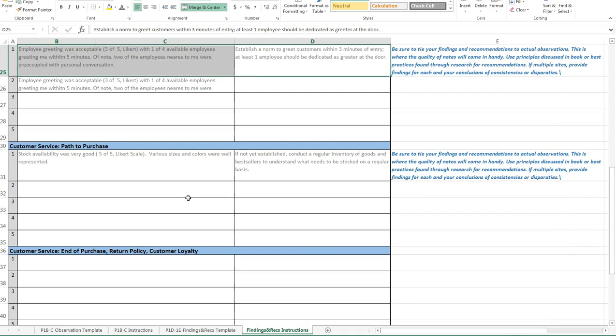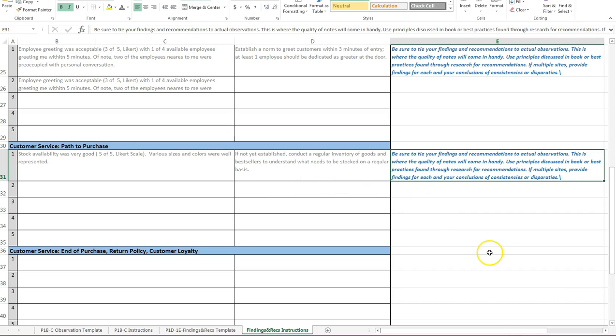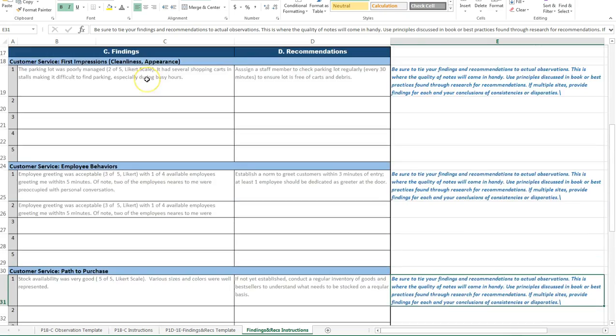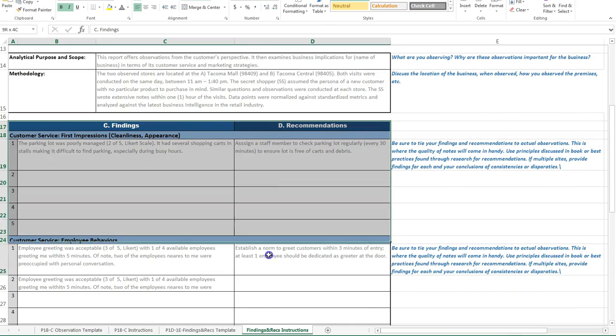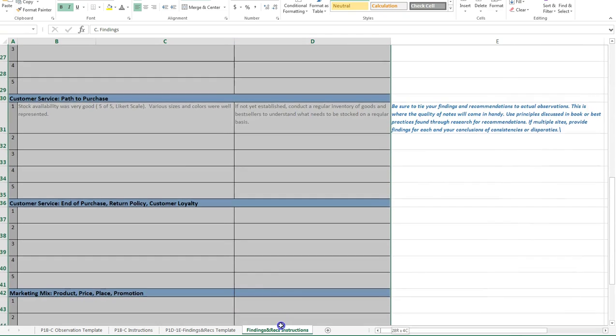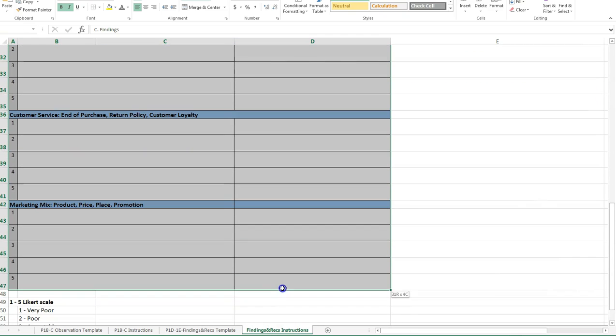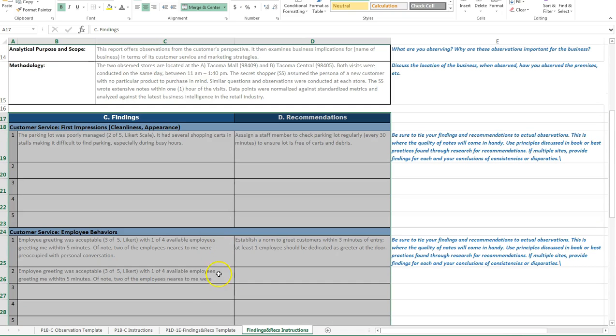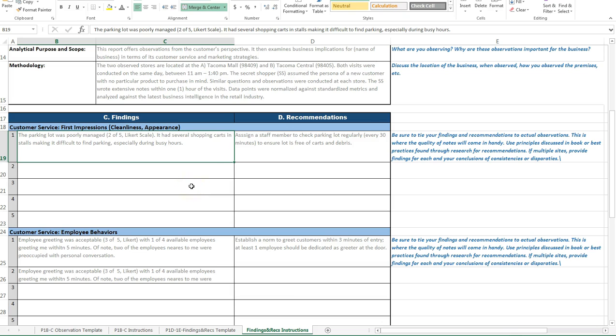All right. And here are other examples in here, and you can read that at your own time. But again, be sure to tie your findings and recommendations to actual observations. These are not new. You are basically pulling together your observations into a narrative using the numbers, and there needs to be numbers in each one of these. Be very clear.